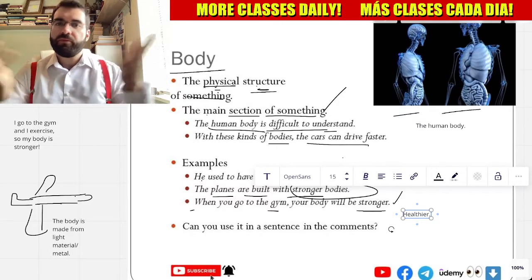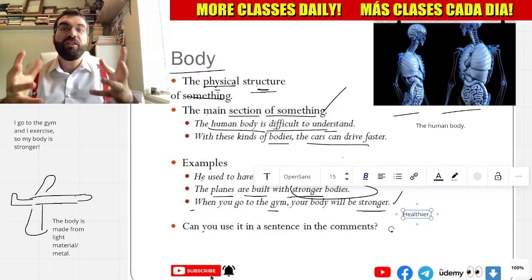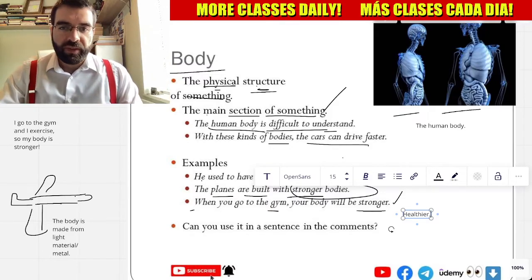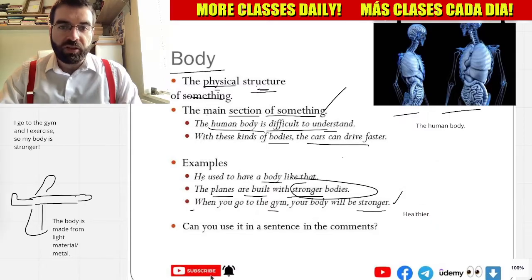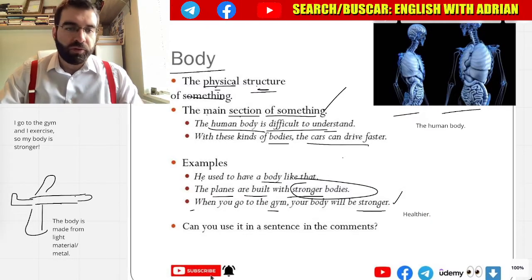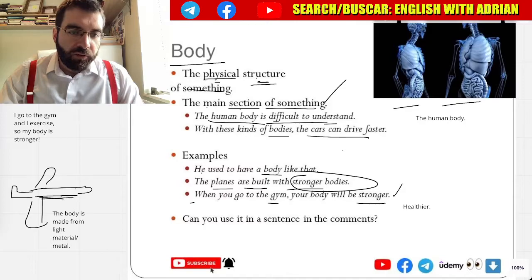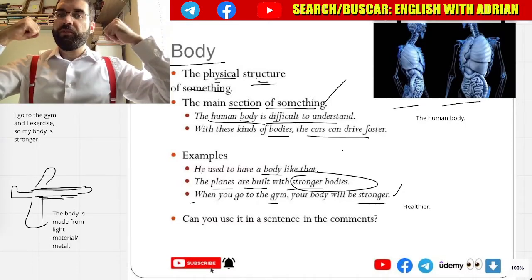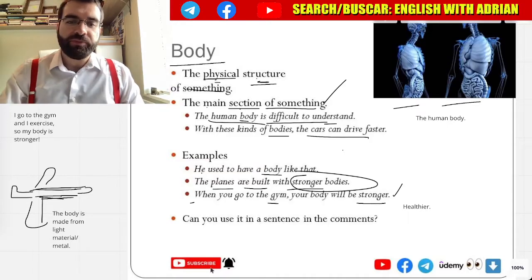Yes. How cool is that? So the physical structure of something, or the main section of something. So the body of the car, for example, or the main section of the plane here, or the human body. Yeah. How cool is that?